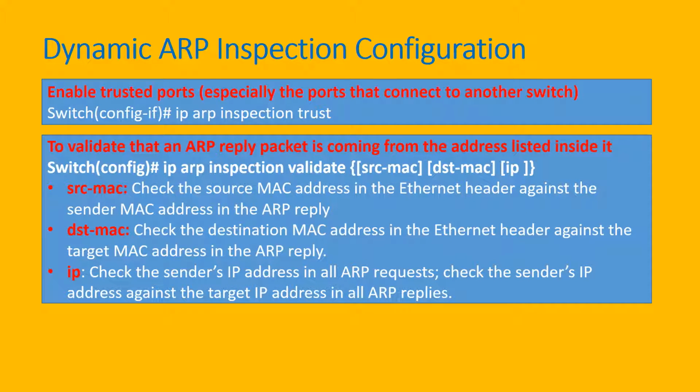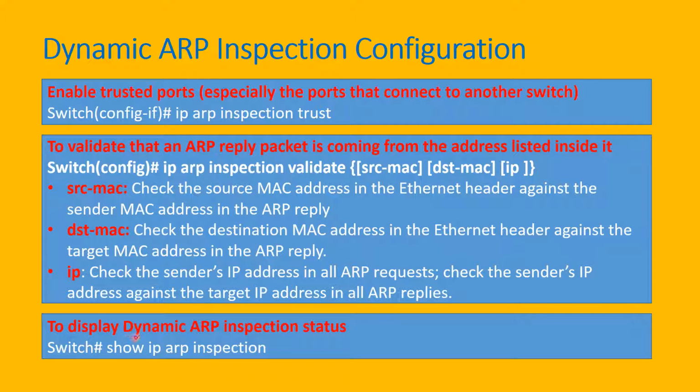To make the switch validate that the ARP reply packet is really coming from the address listed inside it, you go to the configuration mode and issue the command ip arp inspection validate, with src-mac, dst-mac, or ip. And here's the detailed information. To display the dynamic ARP inspection status, you issue the command show ip arp inspection. That is all about dynamic ARP inspection.